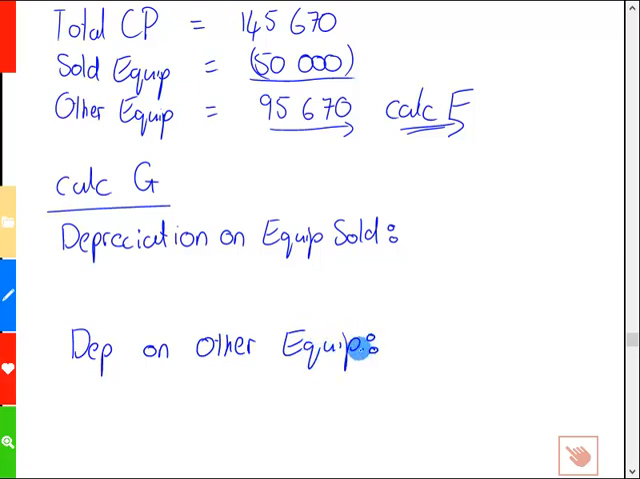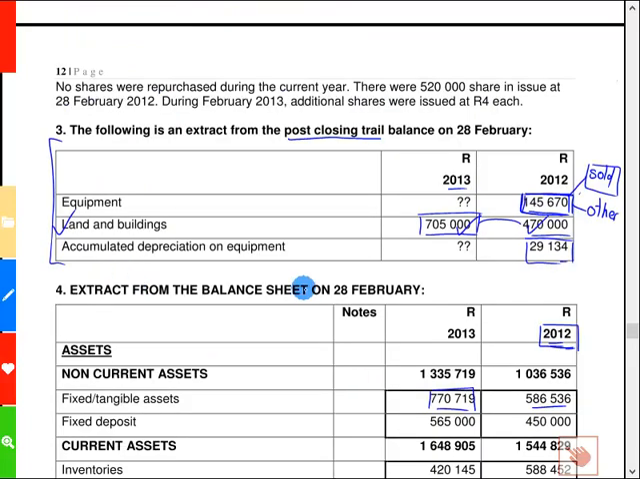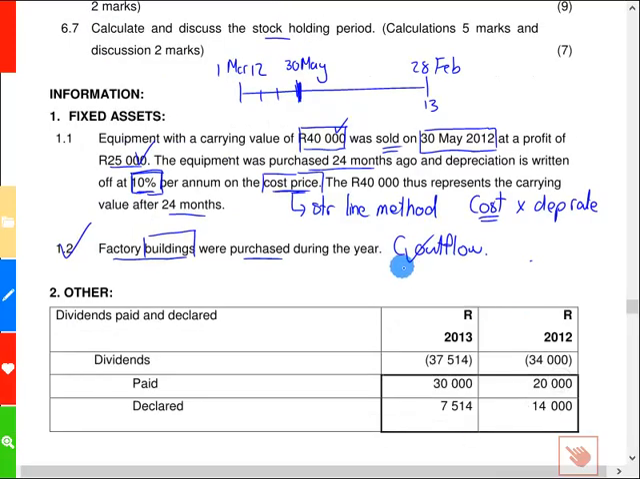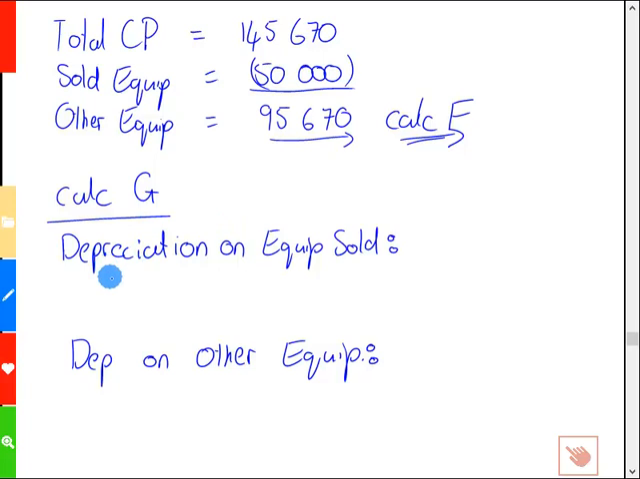Right, so how do we calculate the depreciation on the equipment sold? It's depreciation on a straight line method. We know it's 10% per annum on the cost price. We know that it was sold on 30 May. So quickly see if you can calculate the depreciation on the equipment sold. Information tells us that the depreciation is 10% per annum on the cost price. Right? So we take the cost price of 55. Depreciation is calculated as the cost price multiplied by the rate for the straight line method.